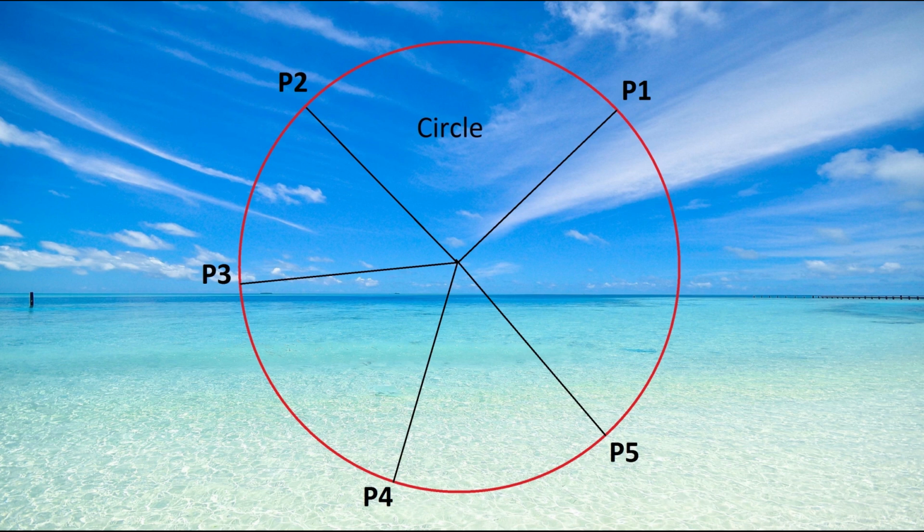You can see different points on the circumference P1, P2, P3, P4, P5, and each point you can see that is equidistant from its center. Each point is at the same distance from its center. So this is the basic definition of circle.